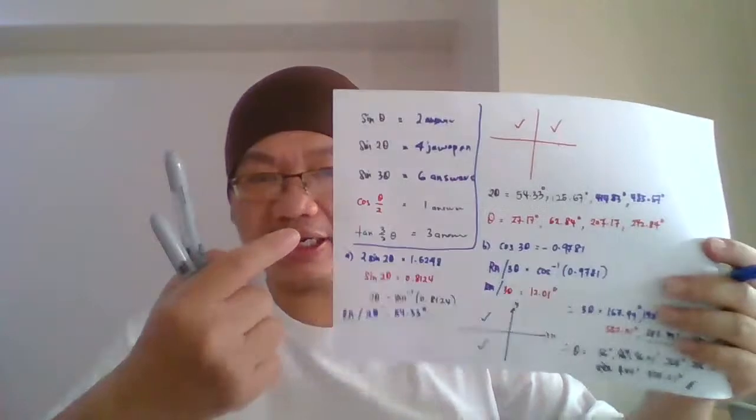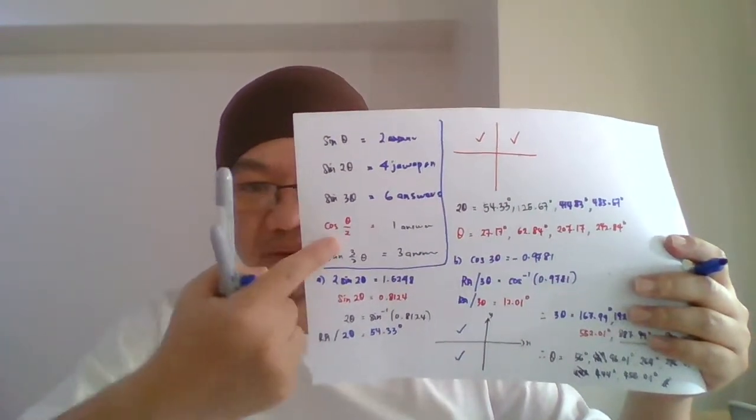Now let's look at question C. Okay, menarik soalan C ni, because the tangent theta over 2, theta over 2 will give us one answer only. Satu jawapannya. Kalau korang buat lebih daripada satu, salah. Okay, I dah bagi rules. This is our rules here.